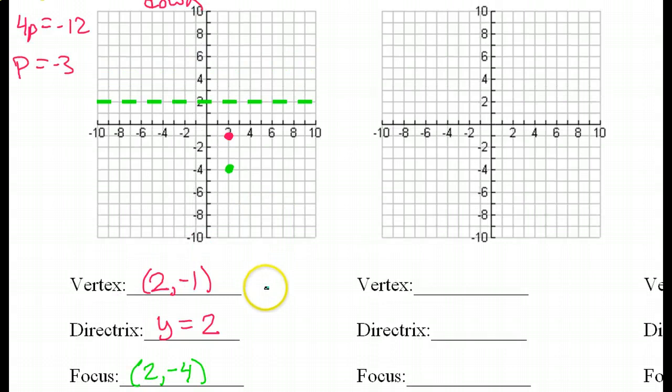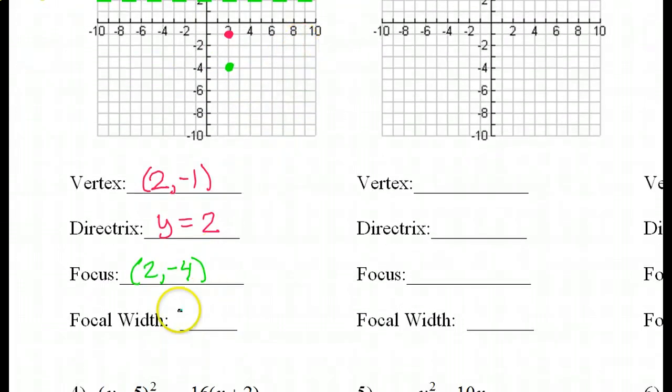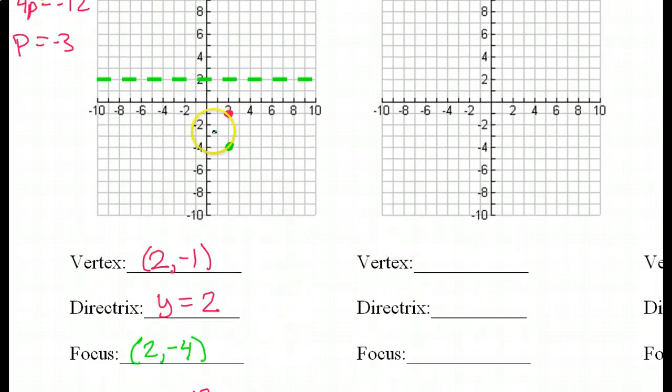Now the focal width. The focal width comes from the 4p number, the number in front of the unsquared part. You do not include the negative sign, because widths can't be negative. So the focal width is 12. The focal width means the width of the parabola at the focus.